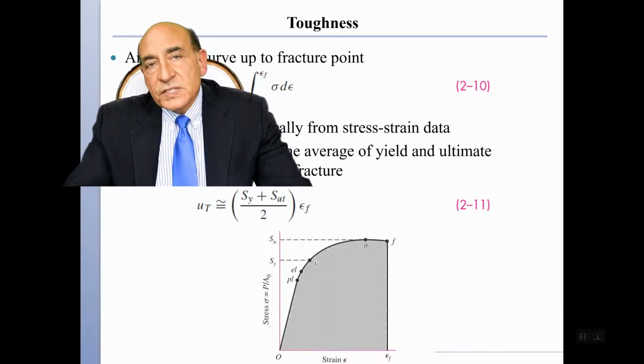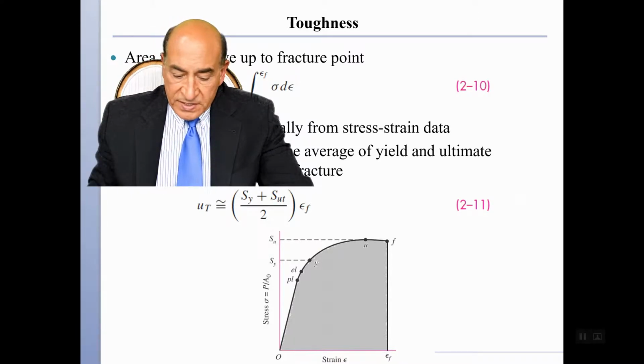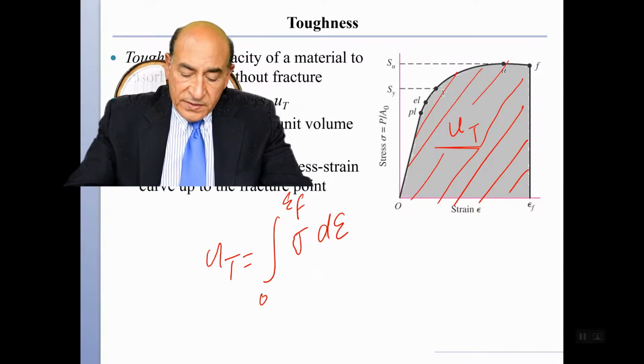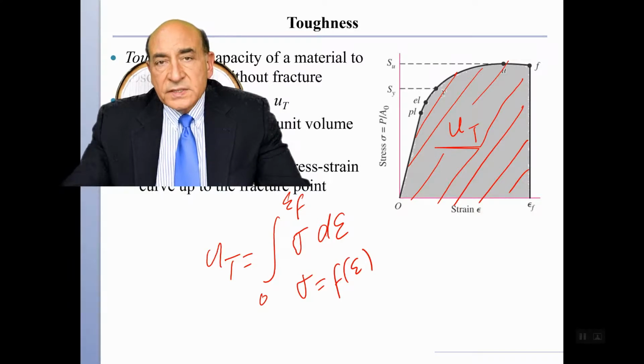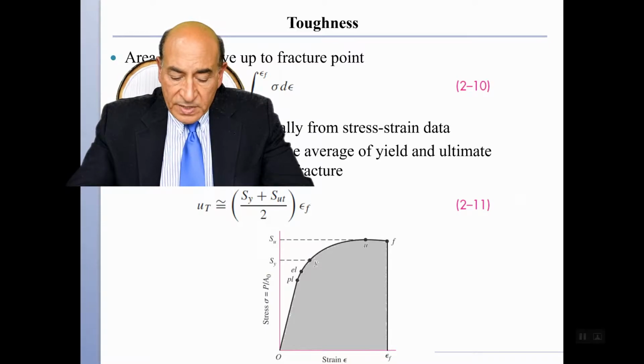If we know our relationship between sigma and epsilon, for example, if we use the Ramberg-Osgood relationship, we will be able to compute that modulus of toughness U sub T. Because the relationship between sigma as a function of epsilon is sometimes difficult. I mentioned Ramberg-Osgood, but if you want to do a quick approximation, we can have a much easier way to do it by a simple approximation.